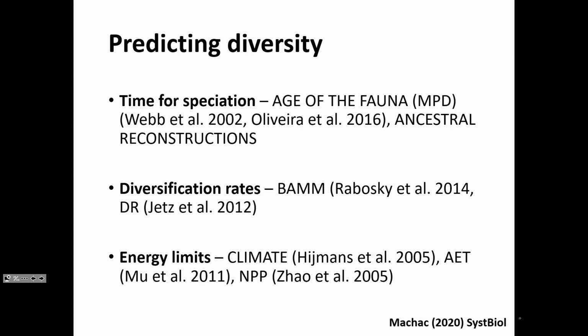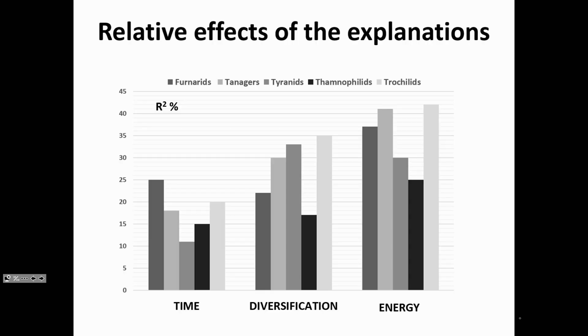Let's have a look at the particular predictors, right? So time, in this case, was quantified as the age of the fauna in the region, combined with ancestral reconstructions. Diversification rates were calculated using BAMM and DR, and the energy limits were captured in terms of climate and environmental productivity. So now we have the predicted variable, which is the species diversity in a given region, and the predictors. Let's have a look at the results.